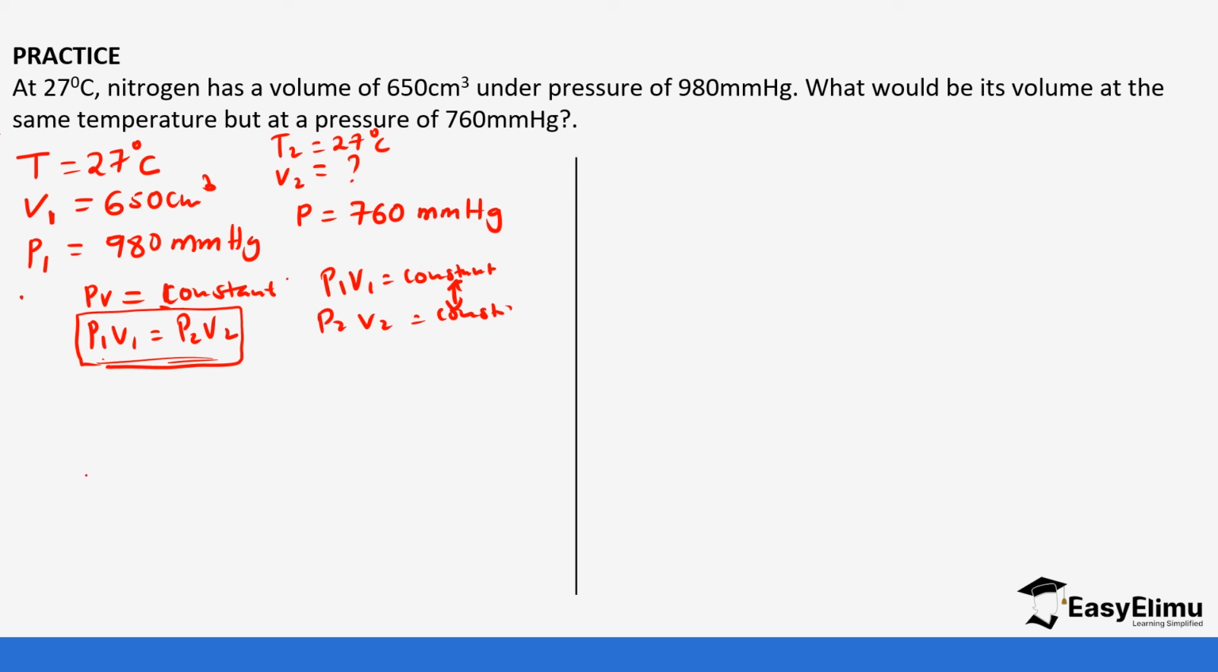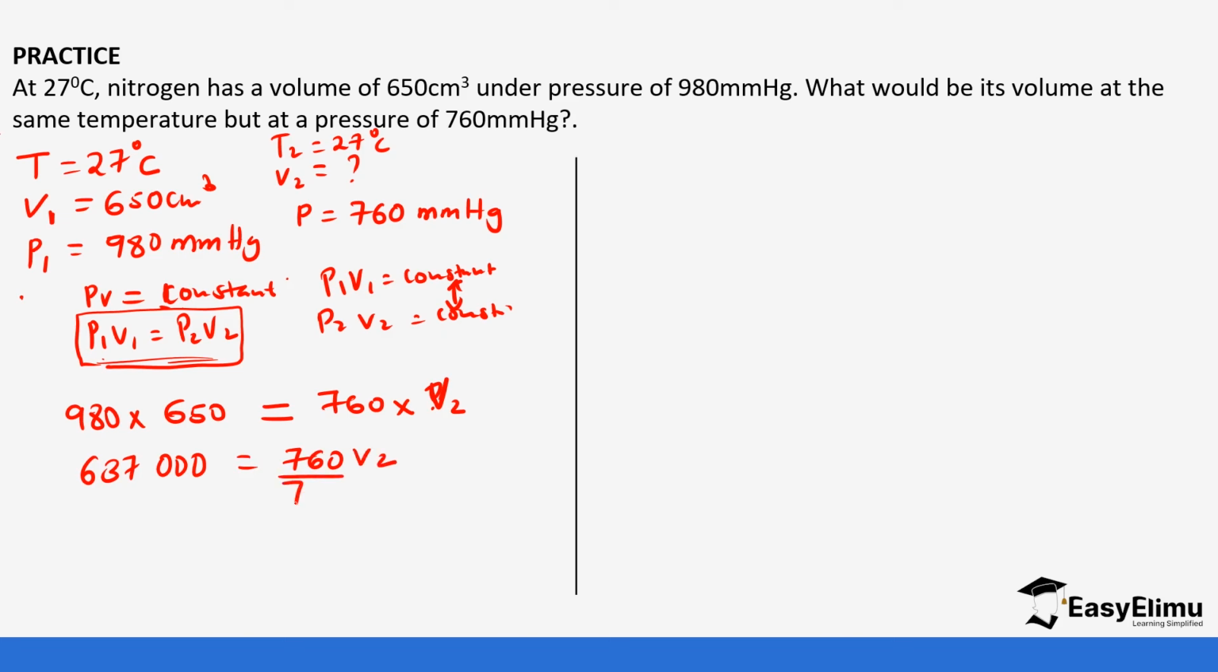So let's look at what we have. We have our pressure 1, which is 980. We have our volume 1, which is 650, which is equal to our pressure 2, which is 760, and our volume 2, which we do not have. I like to put V2. So let's do this calculation. So 980 times 650 will give us 637,000 is equal to 760 V2.